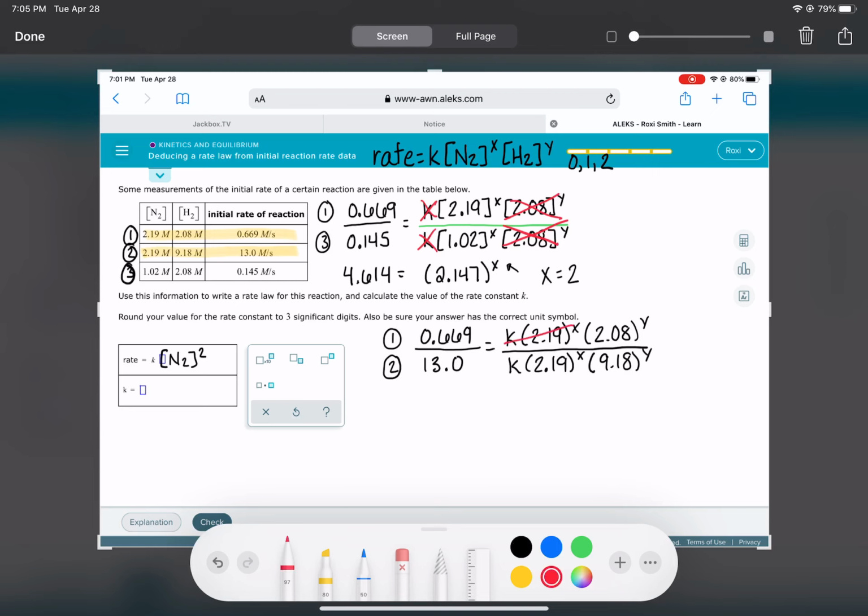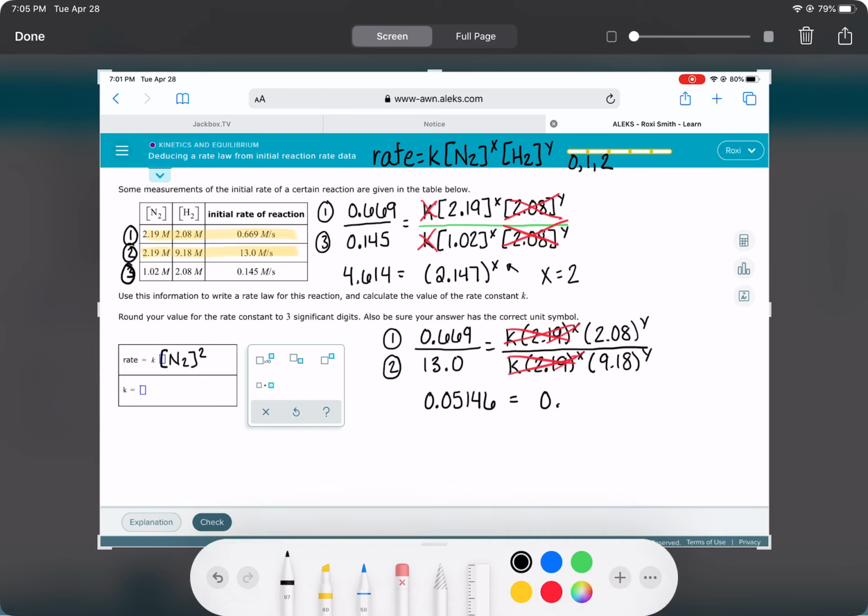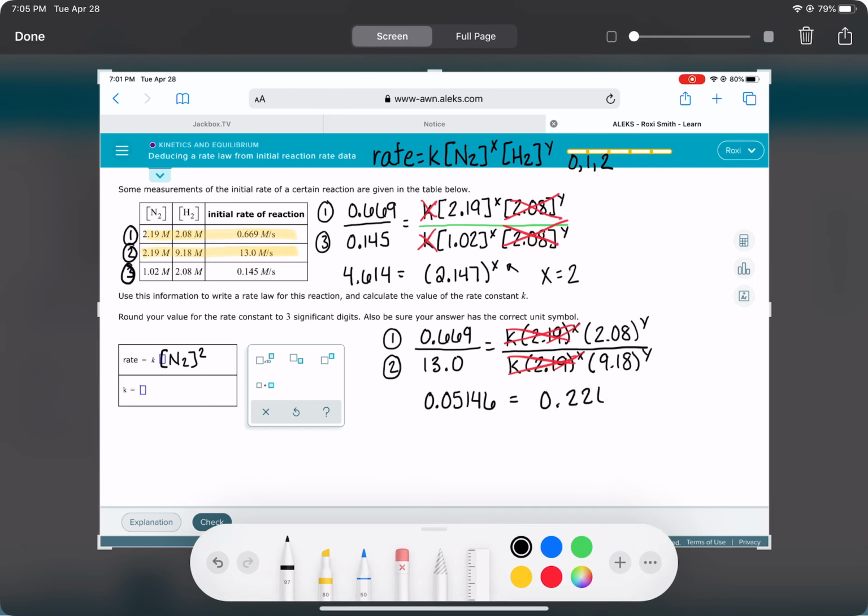And then we're going to cross off k and 2.19 to the x because we know that those are the same. So we do the math over here, 0.669 divided by 13. That is 0.05146. And on the right-hand side, 2.08 divided by 9.18, 0.2265, to the y.